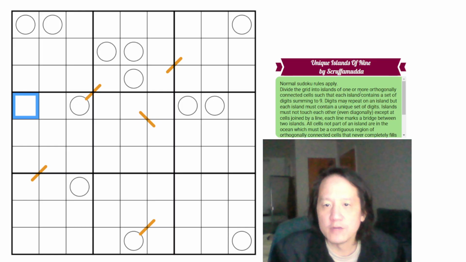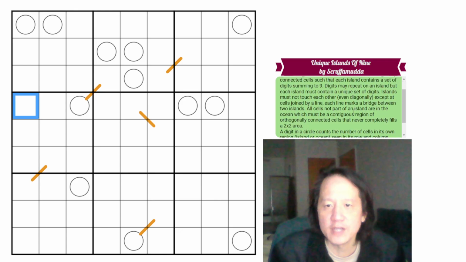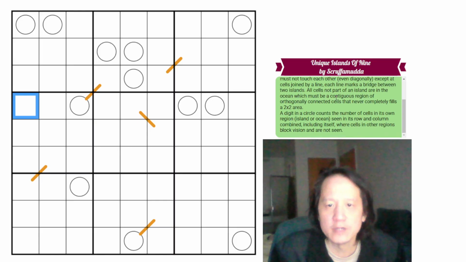What else do we have? Each island must contain a unique set of digits. Islands must not touch each other, even diagonally, except at bridges. All cells not in an island are ocean. Okay.